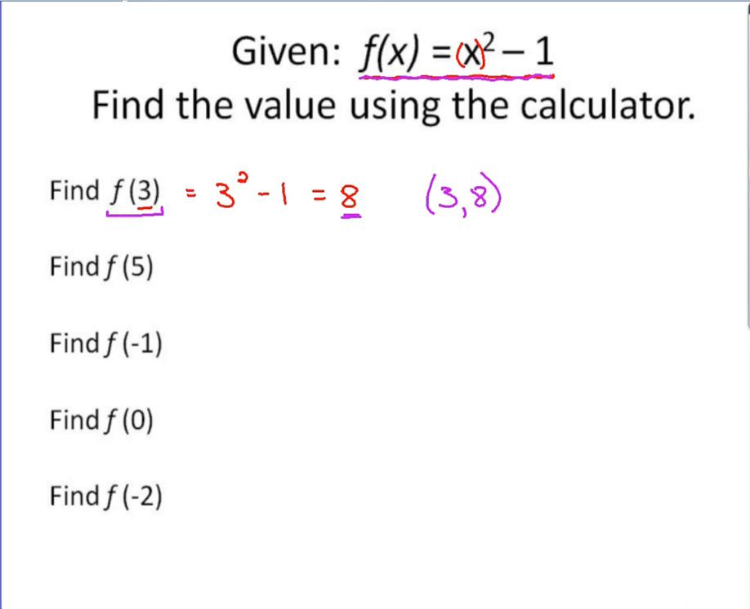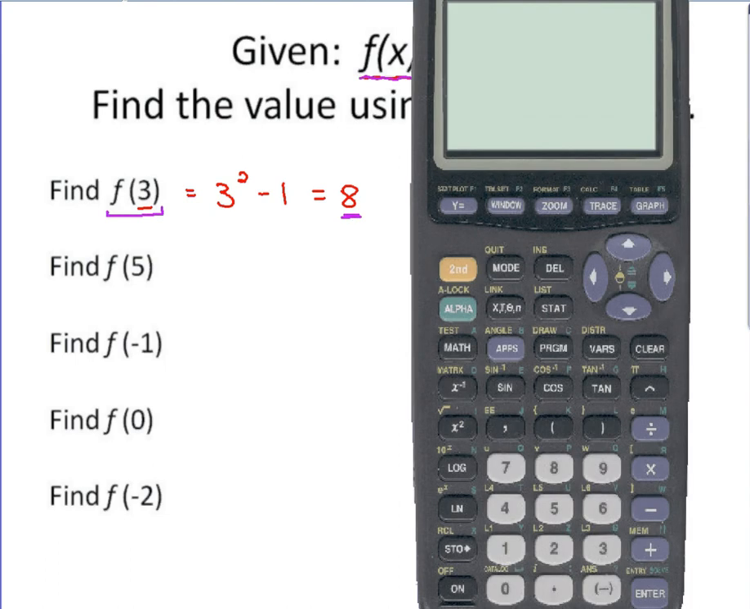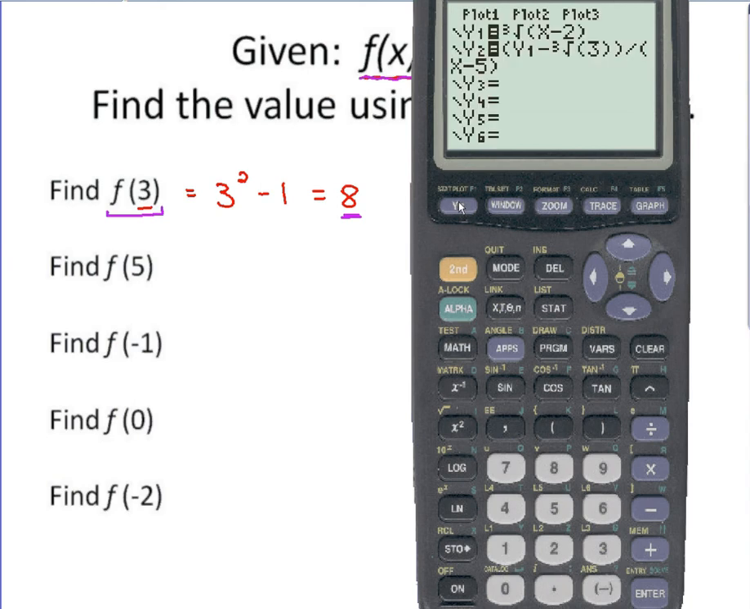So if I go to my calculator and look at the other values for the function that I have to consider, like f of 5, f of negative 1, and so on, let's just punch in under y equals, let me clear this out of here. Under y equals, let's put our function in. Our function is x squared minus 1.